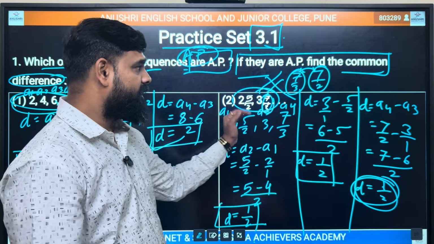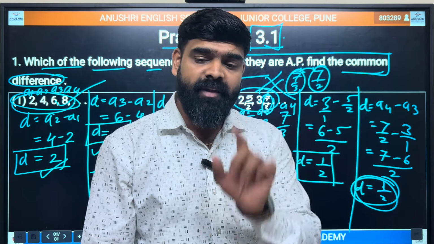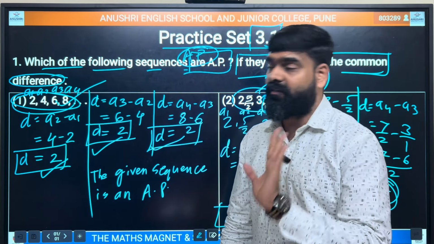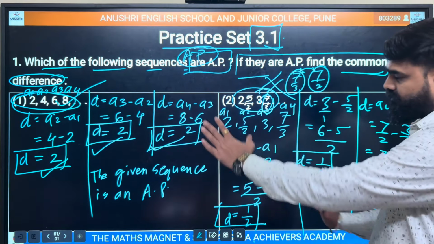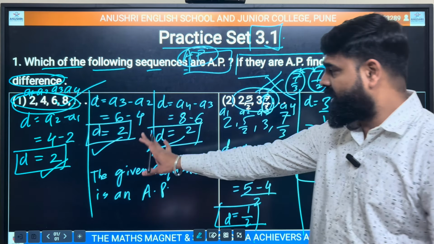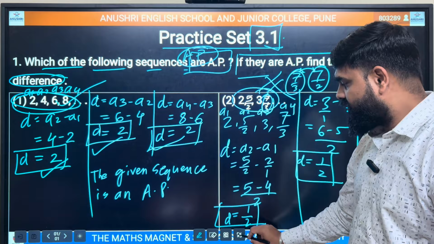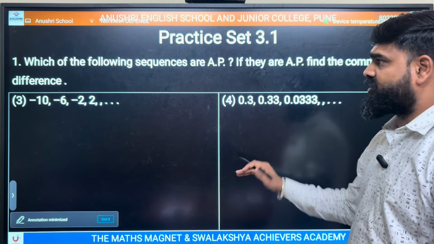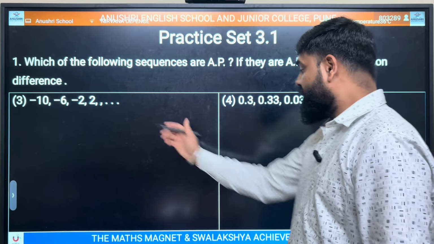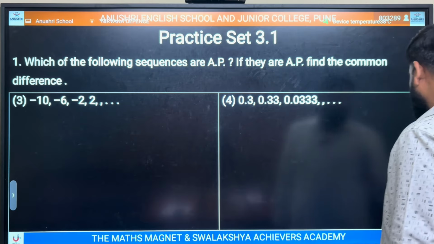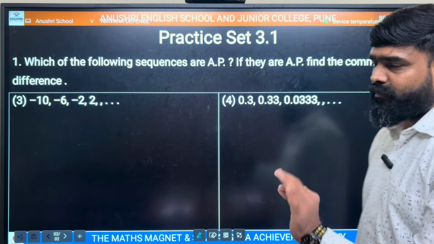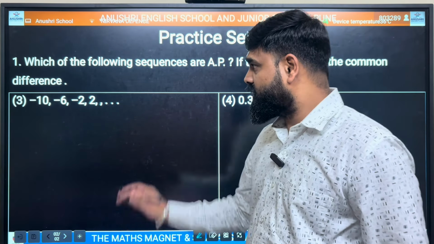Now you can say that the given sequence is an AP. There is a small printing mistake in our textbook. So this was about question number 1 and question number 2. Likewise, we have the second question and third question. In this case also we have to follow the same process.